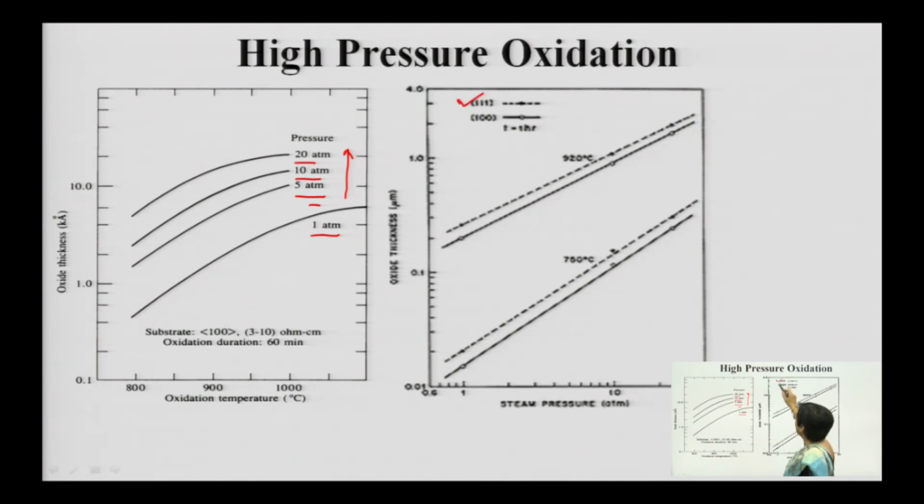This is for 111 orientation, this is for 100, and this is what is being studied. Substrate is 100. The resistivity was between 3 to 10 ohm centimeter, and the oxidation duration was 60 minutes, for which the practical study was carried out. When the temperature was elevated, see at the same temperature, 800, 900, you have very good oxidation rate, and as you increase the pressure at the same temperature, you can have enhanced growth rate, you can observe over here.